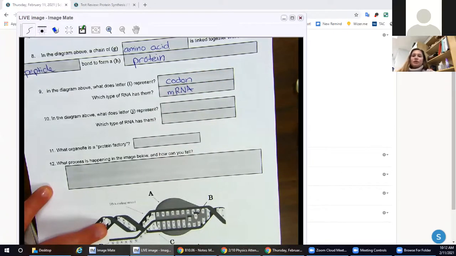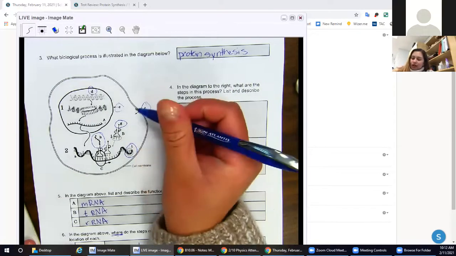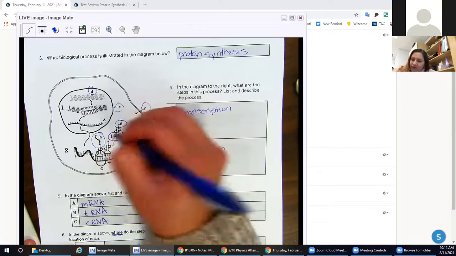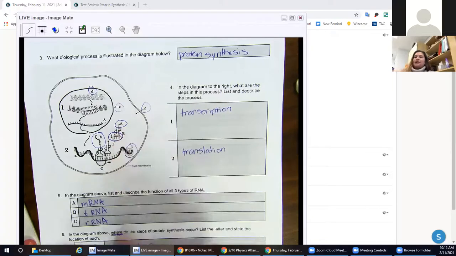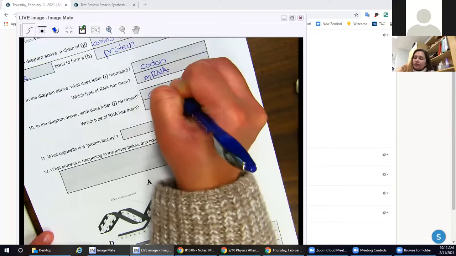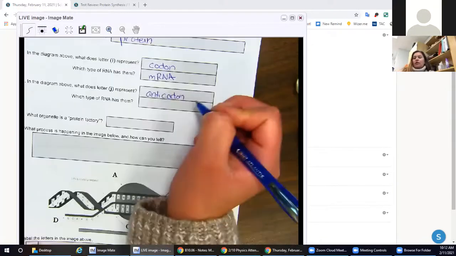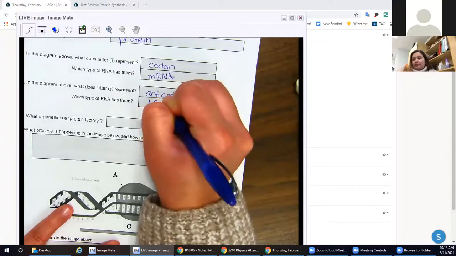Number 10, what does the letter J represent? J is right here. J is circling the 3 bases at the bottom of this tRNA. So that's my anti-codon. Which type of RNA has them? Well, I just said it, tRNA.